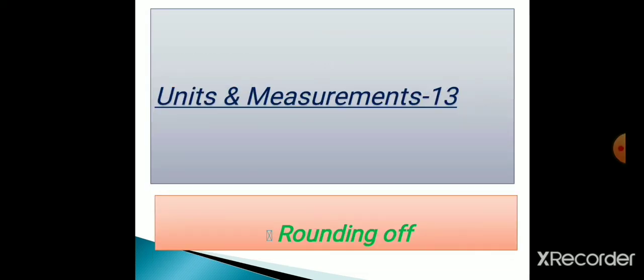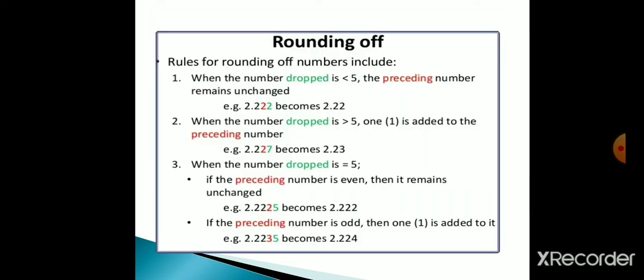In this module, we'll be discussing rounding off. There are certain rules for rounding off the numbers. The first one is when the number to be dropped is less than 5, the preceding number remains unchanged.